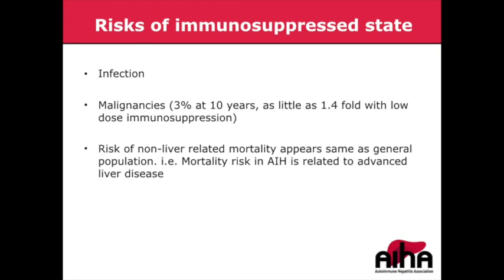These are the estimates, 3% at 10 years. What this number here is the fold increase relative to an age and gender matched population. So being immunosuppressed with low-dose Imuran, for instance, gives a 1.4 fold increased risk of cancer. To put this in perspective, solid organ transplant patients, for instance, liver transplant patients, have a 2 to 3-fold increased risk of cancer. So I would say perhaps more immunosuppression equals higher risk.